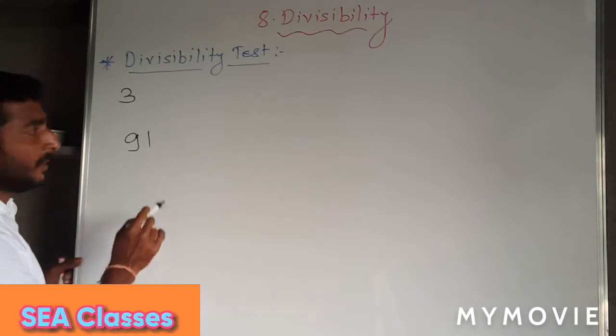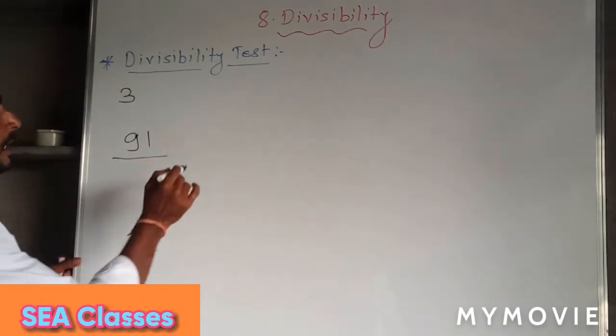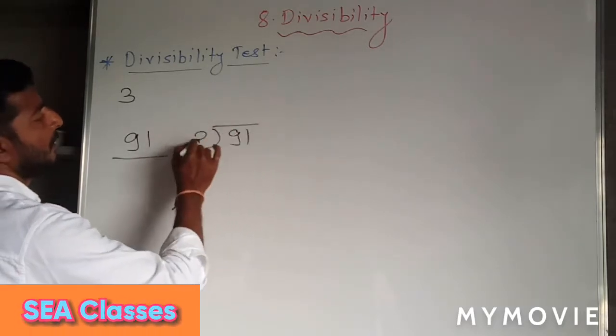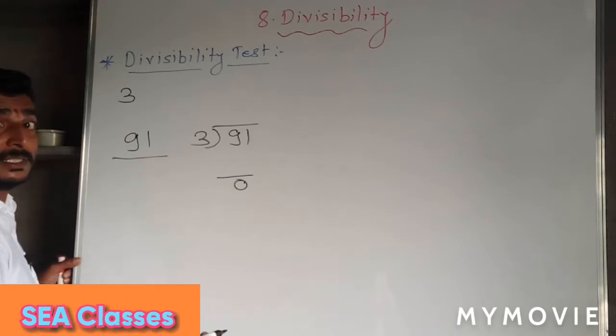So you have to answer whether 91 is divisible by 3. What do you have to do? You have to divide 91 by 3, and if you get remainder 0, then you can say whether it is divisible or not. So what is the trick?